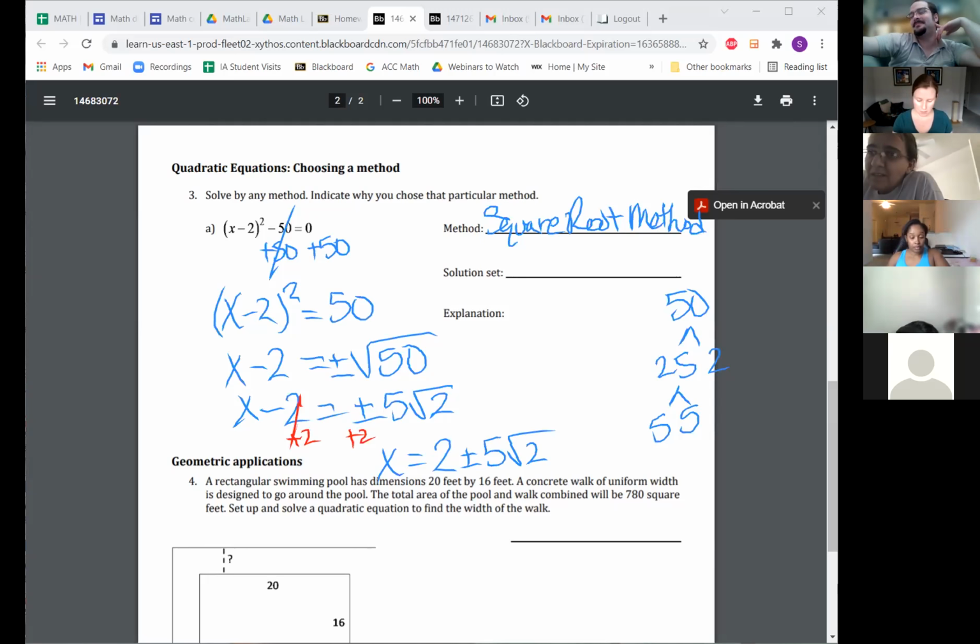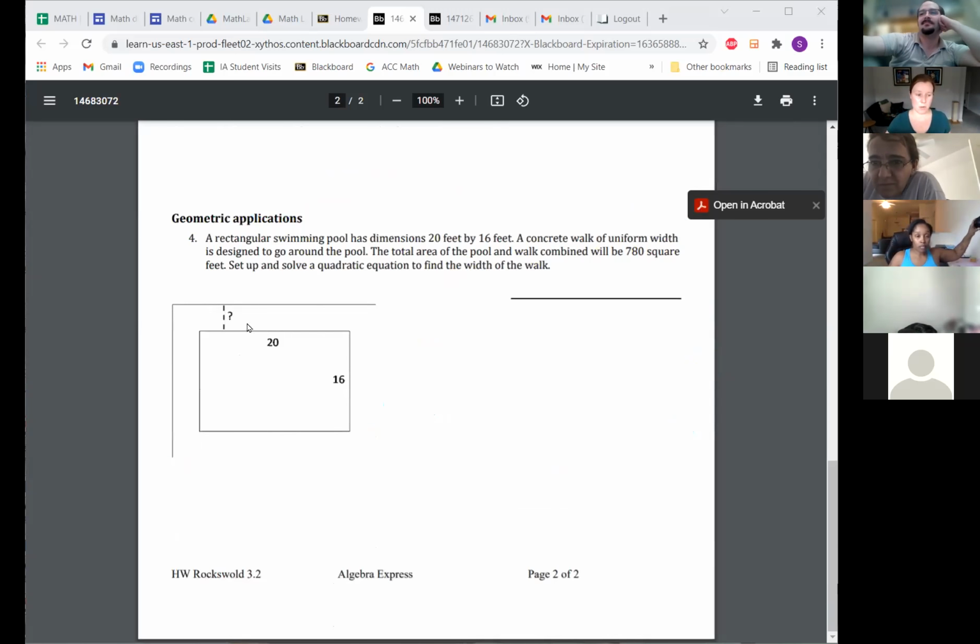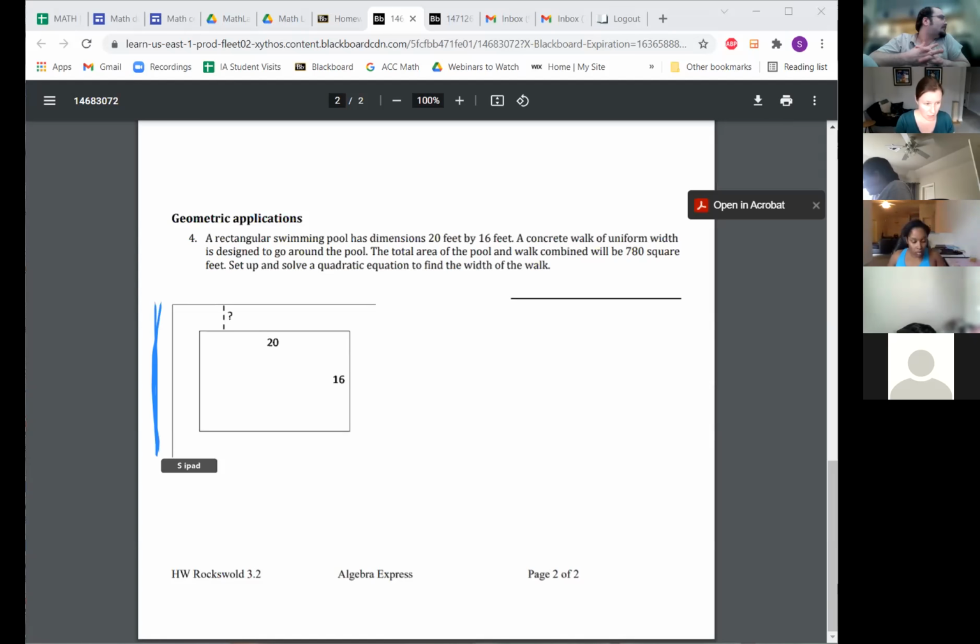Okay. All right. So number 4, there was another one on another homework that was like this too. So you have 2 to go back and practice. I forget the other homework, but there was 2 of them that had this rectangular thing going on. So we have a rectangular swimming pool. The dimensions are already on there, 20 by 16. We have a concrete walkway around. And then the total area of the pool and the sidewalk is 780. So that means if I take this side and multiply it by this side, I should get 780. Right?